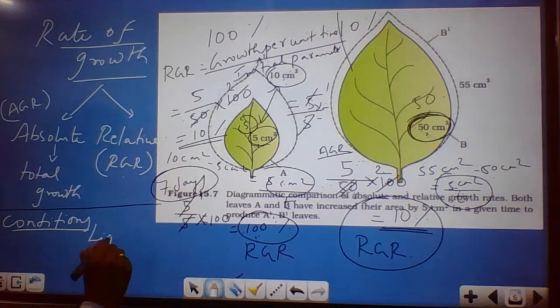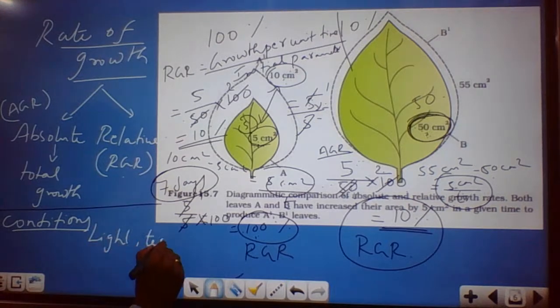The light, then we have temperature. Now you're going to tell me what the optimum light and optimum temperature are. So light, temperature, you take water. Water is one more important factor. And then oxygen, then mineral nutrition.